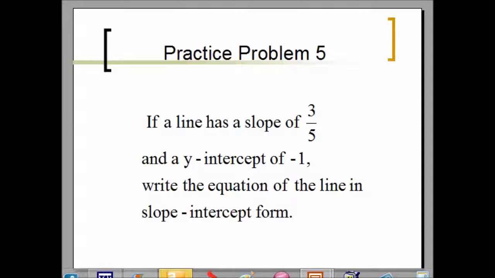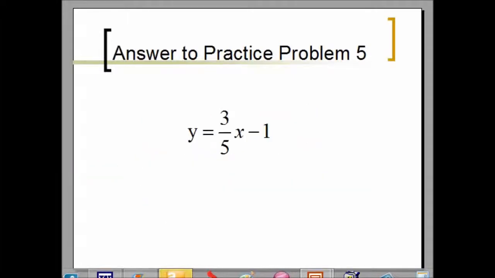Practice problem 5. If a line has a slope of 3/5 and a y-intercept of negative 1, write the equation of the line in slope-intercept form. The answer to practice problem 5 is y equals 3/5 x minus 1.